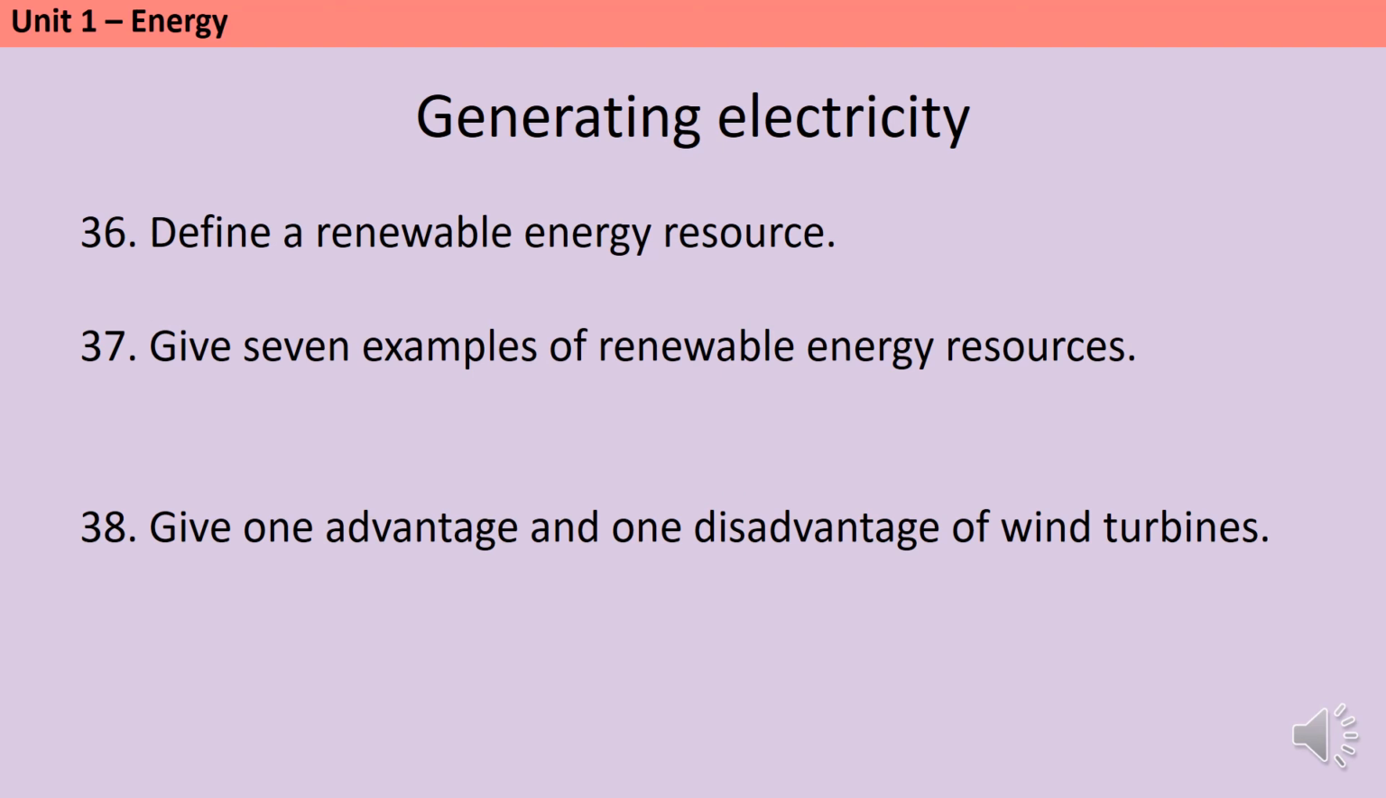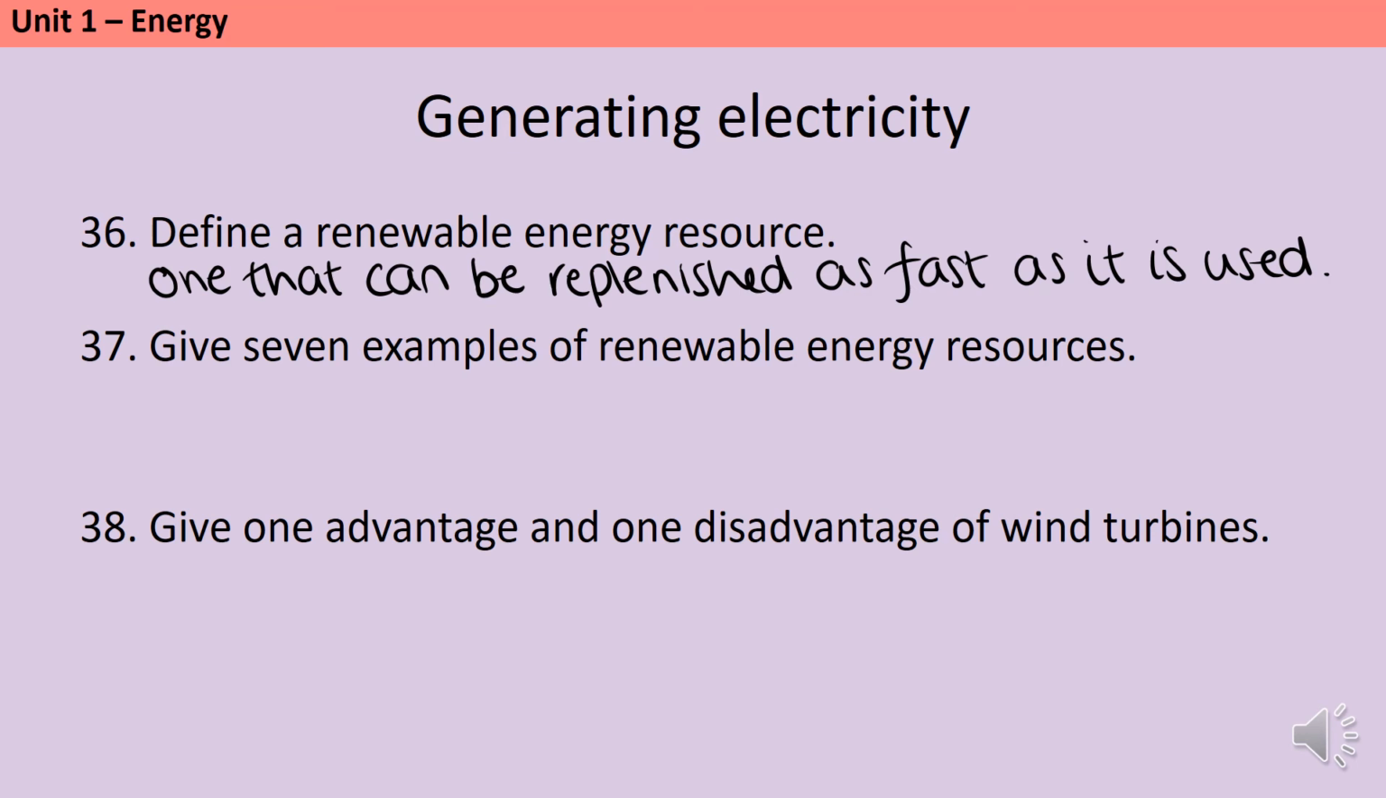A renewable energy resource isn't infinite, but it can be replaced as fast as we're currently using it. The 7 examples of renewable power that you're supposed to know about are biofuels. In other words, you ferment sugar or corn in order to make bioethanol, which can then be burned in the same way that you would in a combustion engine with fossil fuels.